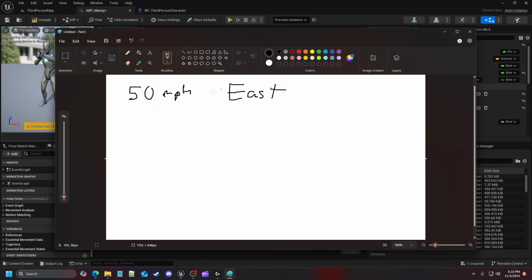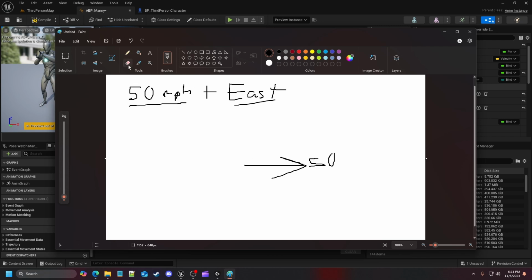So basically, 50 miles per hour is our speed, but east is a direction, right? So velocity is your speed plus the direction. If I'm going 50 miles per hour eastward, in this direction at 50 miles per hour, then that is my velocity, because velocity means your speed and a direction.